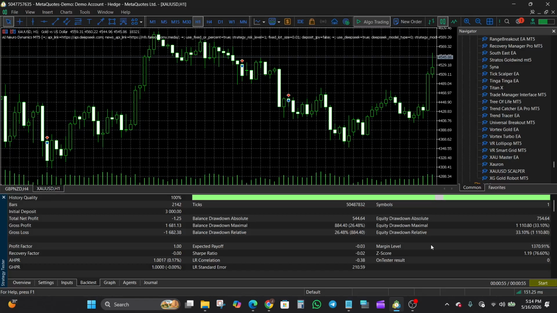So overall, AI Neuro Dynamics EA for MT5 presents itself as an adaptive AI-driven gold trading system that focuses heavily on real-time market analysis and volatility-based decision making. But like any automated system, especially one operating in volatile markets like gold, proper testing and careful optimization are essential before considering live deployment.